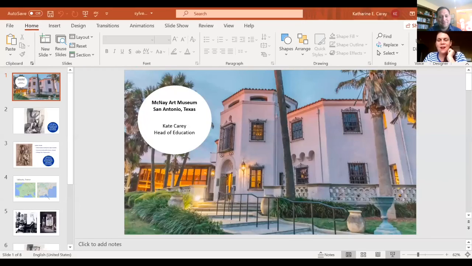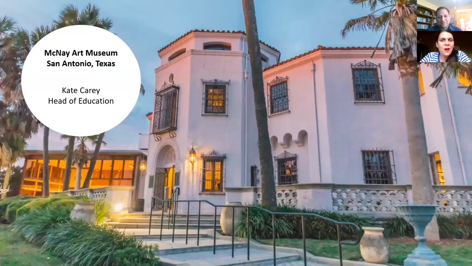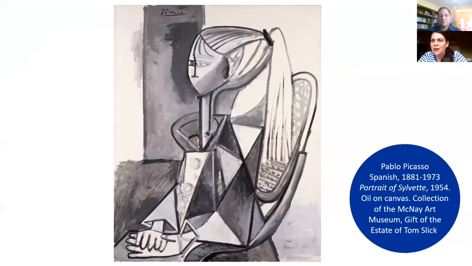Hi, everybody. I'm Kate Carey. I'm going to share my screen with you all because I have been thinking about what you're studying with Picasso and Cubism, and I wanted to share a little bit of information about Picasso and Cubism at the McNay Art Museum. Here you see the outside of the McNay, and we will take our virtual field trip and check out the inside of the McNay and look together at a work of art in the McNay collection by this artist that you're studying, Pablo Picasso.